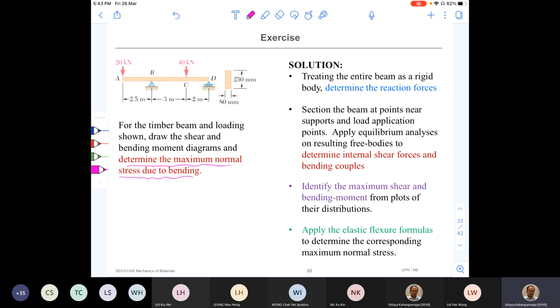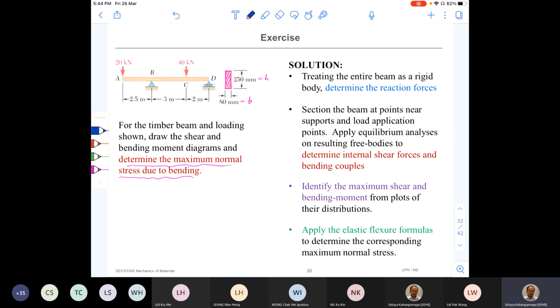Okay, so here we have a timber beam and the loads are given. The cross section of the member is also given. So this is the cross section. Width is 80 and the height is 250. So this is H and this is B. Okay, as we are going to find the maximum normal stress due to bending, now we need to connect our knowledge about bending stress, right?